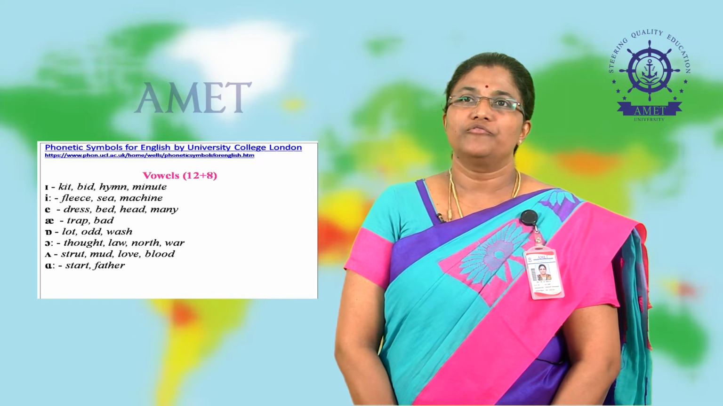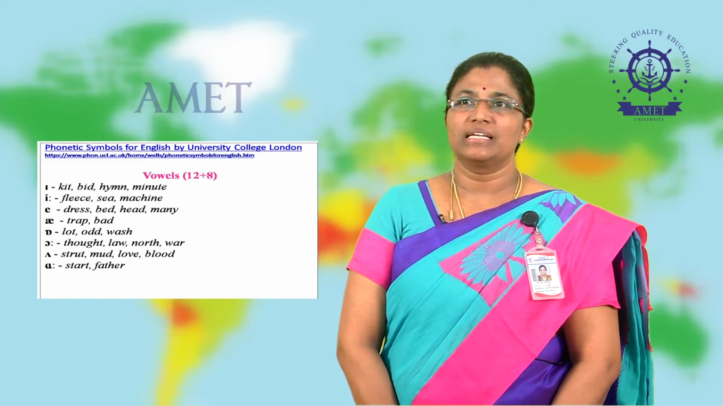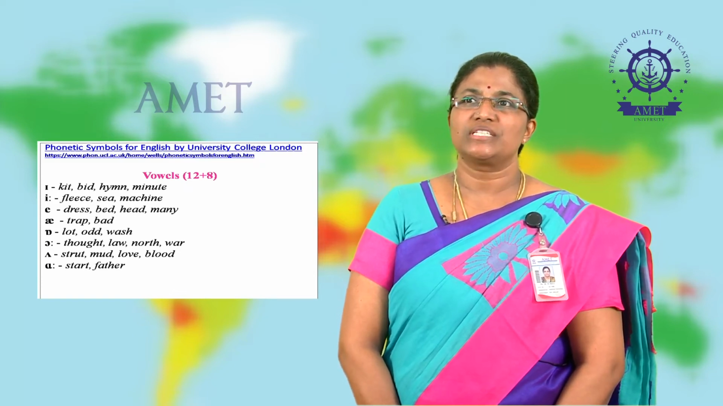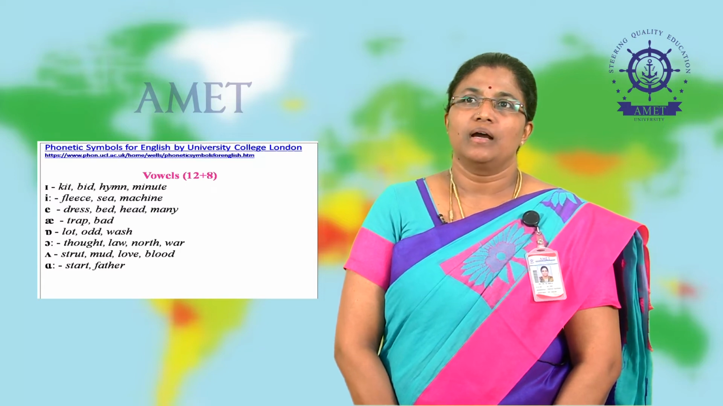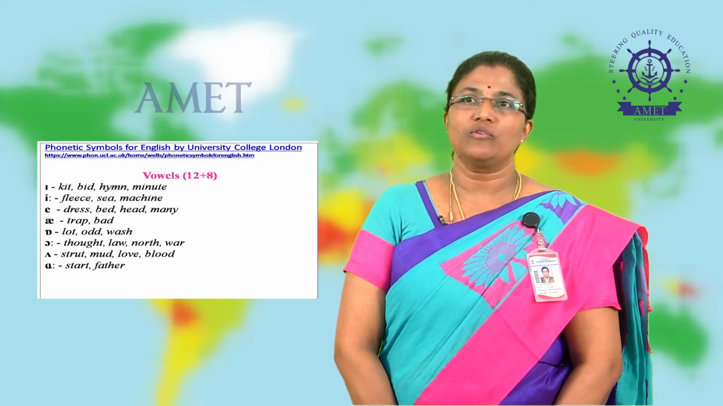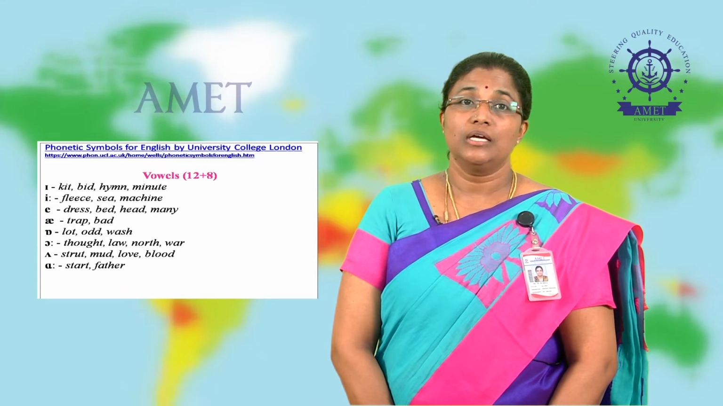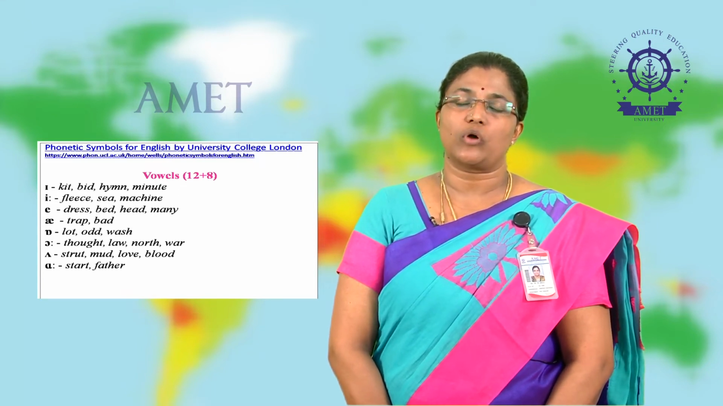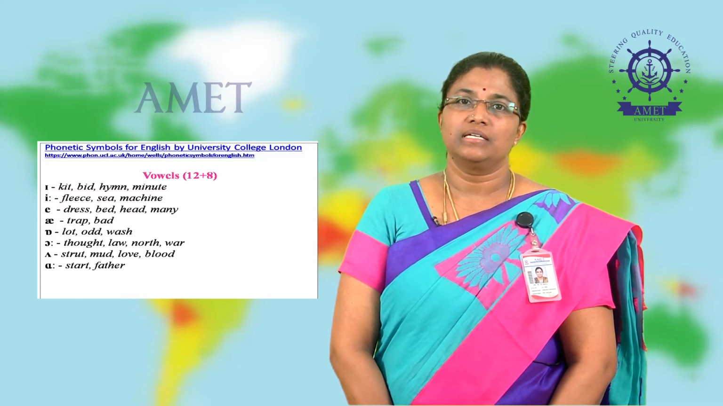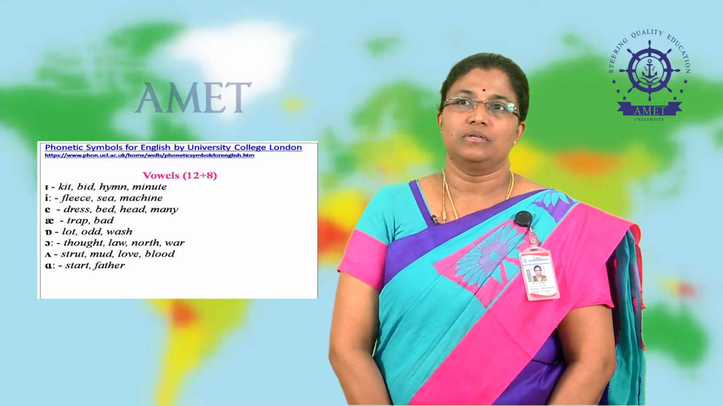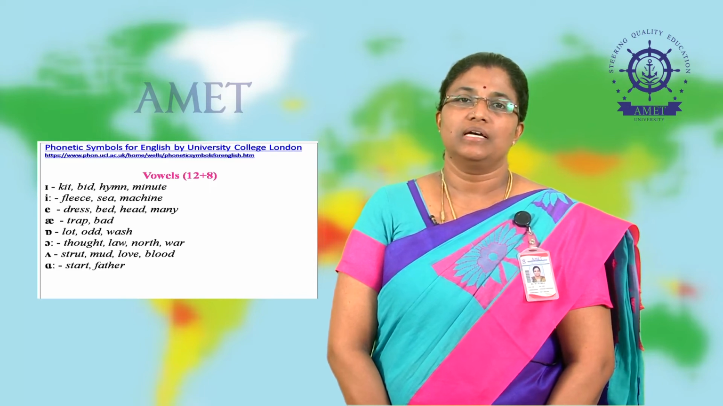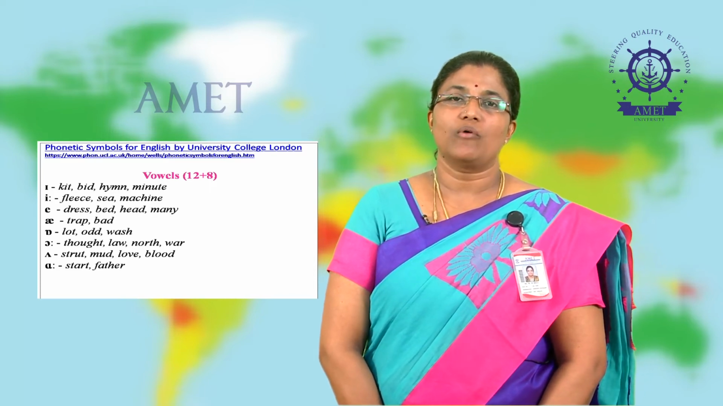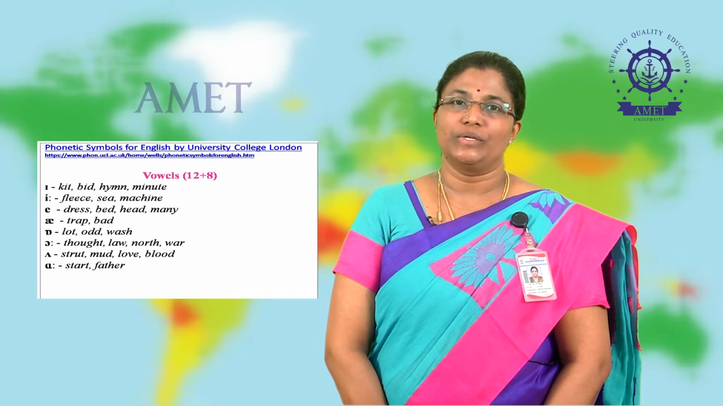Phonetic symbols for English by the University College London presents the following vowel sounds. There are 12 pure vowels, single sound, otherwise called monophthongs, and 8 double sounds, called diphthongs. So, 12 monophthongs and 8 diphthongs constitute the vowel sounds of the English language.